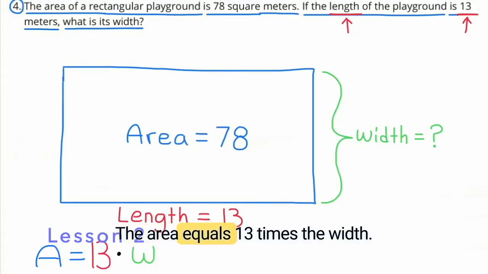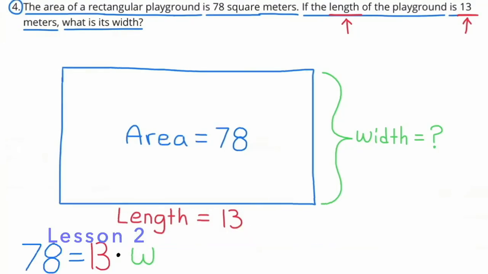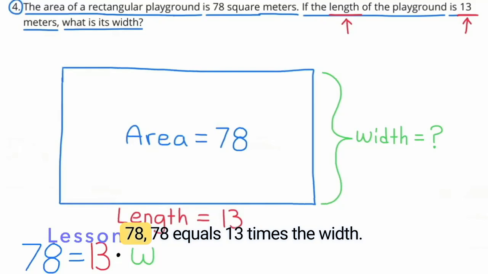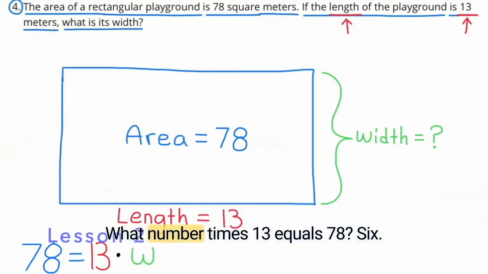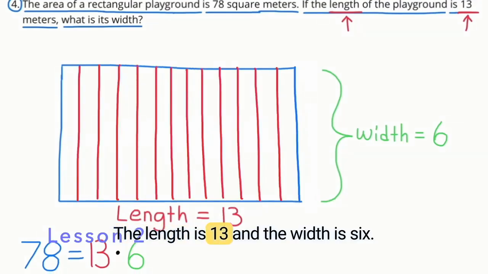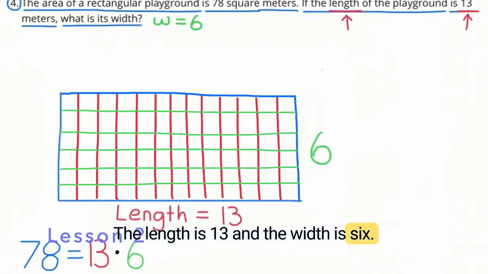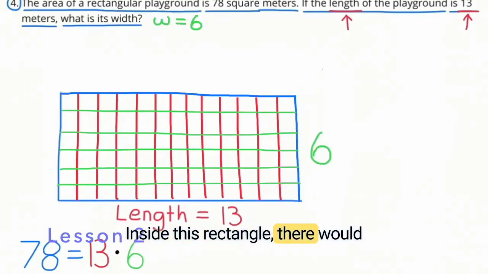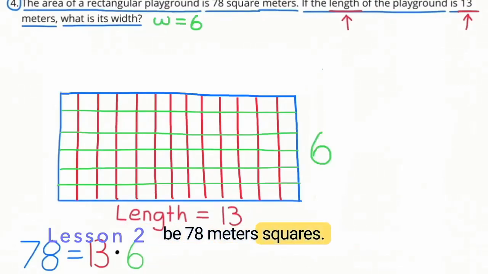And since we know the length, we can plug in length as 13. The area equals 13 times the width. And since we know the area is 78, 78 equals 13 times the width. What number times 13 equals 78? 6. Or 78 divided by 13 equals 6. So the width is 6. The length is 13 and the width is 6. Inside this rectangle, there would be 78 meter squares.